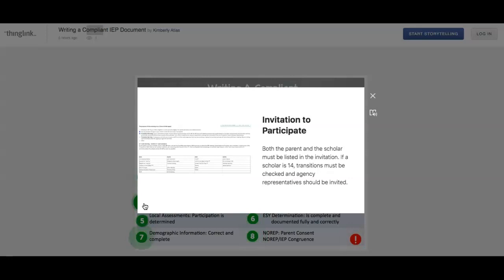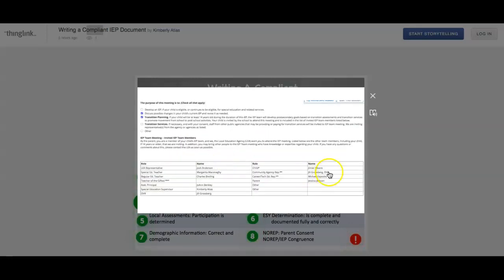Scholars must be listed in the box of invitees. If you look here, scholar, it says child. Make sure that you check the box on the invitation, and the child's name will pop up in that box. Parents must also be invited to IEP meetings. While the invitation almost always is addressed to the parent, it is also good practice to include them in the list of attendees for the meeting. And in this case, you'll see that this person listed the parent as Jessica Jackson. So we want to make sure that we are including the parent in that list of attendees as well.